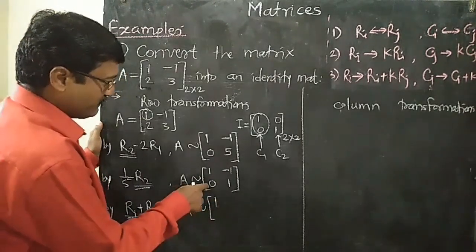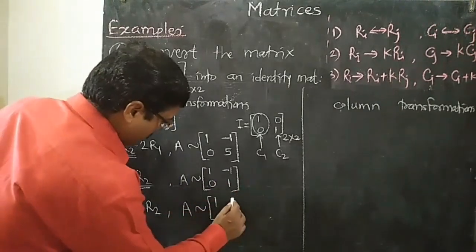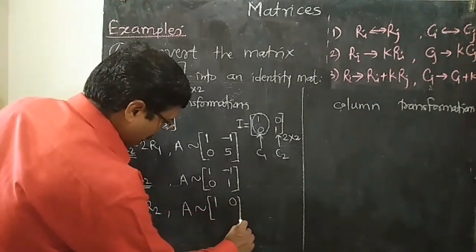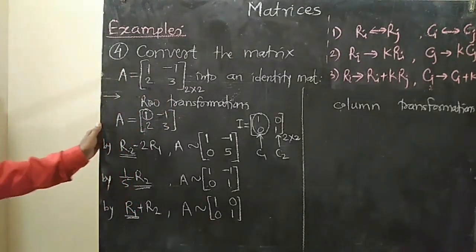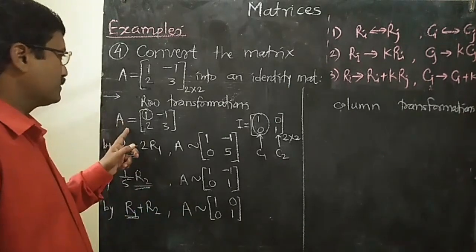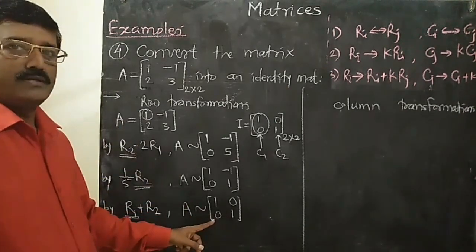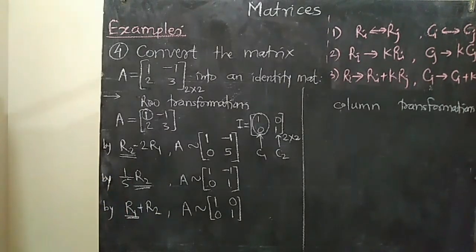Already we have made this 0, so there will be no change in this first element. Then minus 1 plus 1 is 0, and the second row 0, 1 remains as it is. So this will be the conversion of this matrix A into the corresponding identity matrix by these three operations.